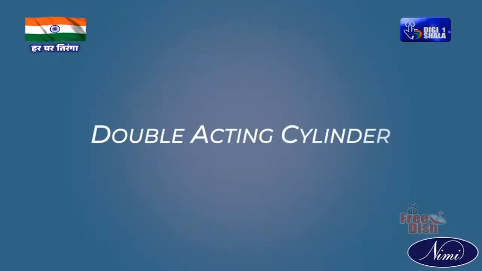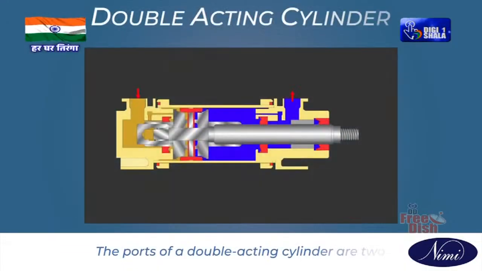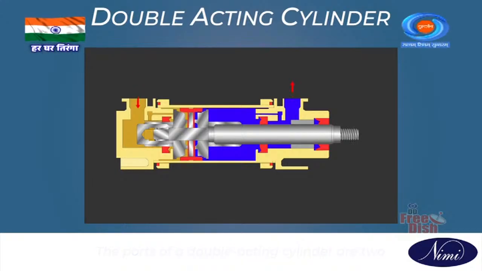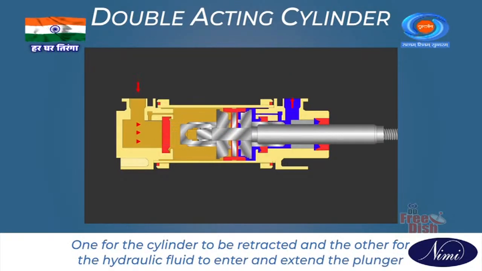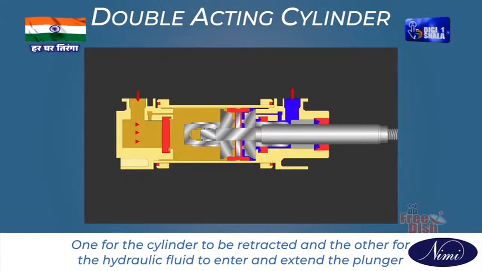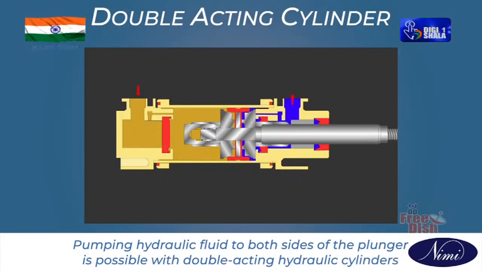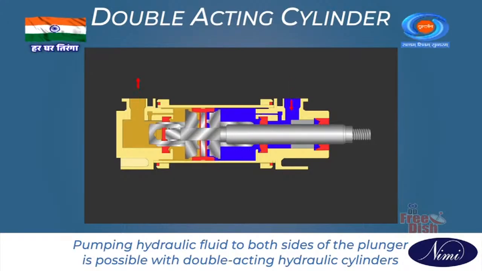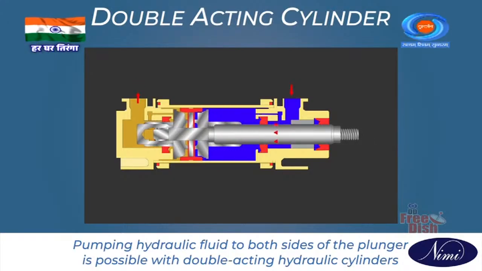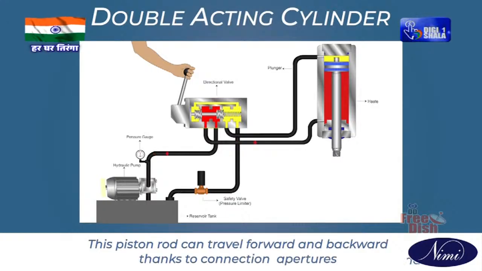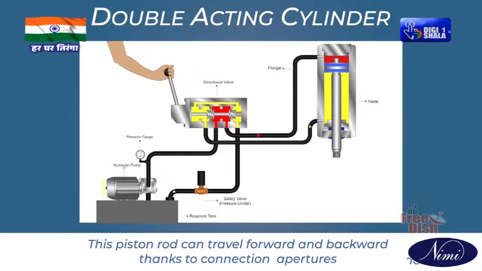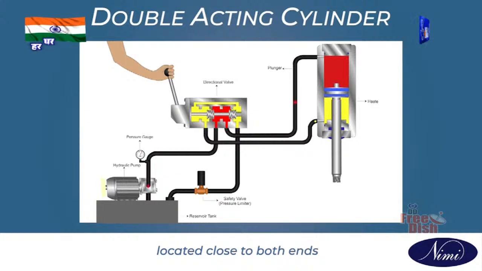Double acting cylinder. The ports of a double acting cylinder are two, one for the cylinder to be retracted and the other for the hydraulic fluid to enter and extend the plunger. Pumping hydraulic fluid to both sides of the plunger is possible with double acting hydraulic cylinders. The piston rod can travel forward and backward thanks to connection apertures located close to both ends.